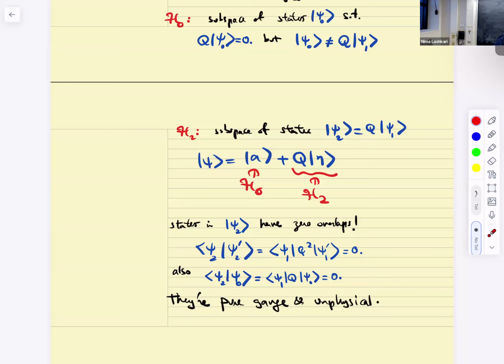Right? So it's pure gauge. We're just going to call that pure gauge. So the way we construct a Hilbert space is by looking at the set of vectors that are killed by Q, but they're not Q of something else, right? And any non-trivial vector, which is Q of something, is a pure gauge transformation, right?